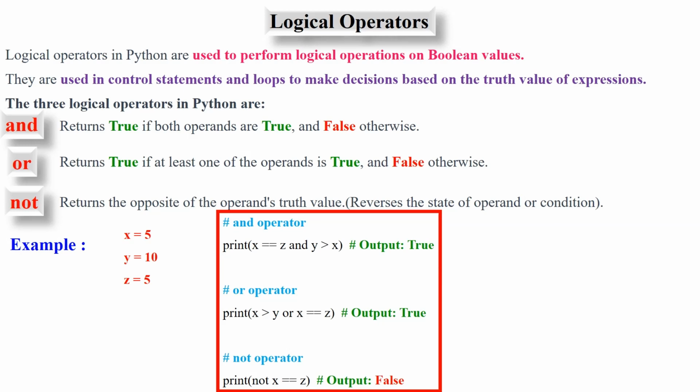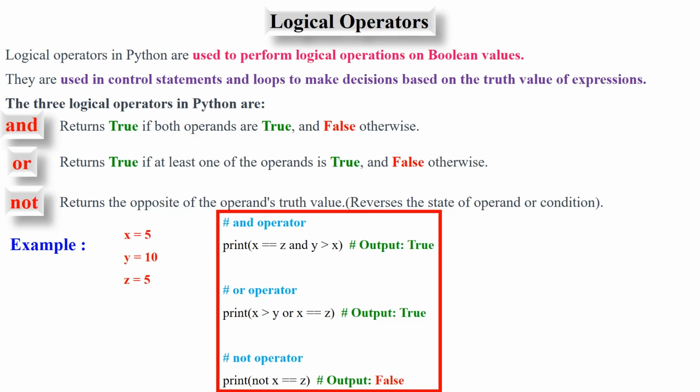Here are some examples of using logical operators. In the given example, it assigns the values 5, 10, and 5 to the variables x, y, and z, respectively. In the first print statement, it evaluates the expression x equal to z and y greater than x.